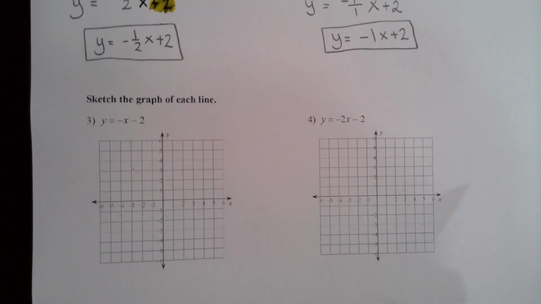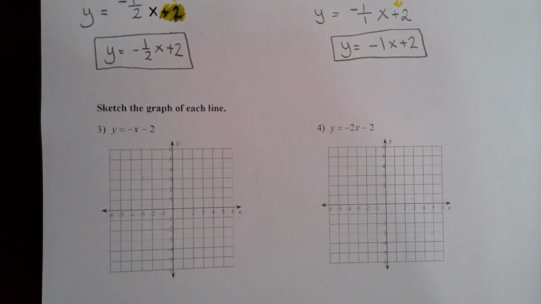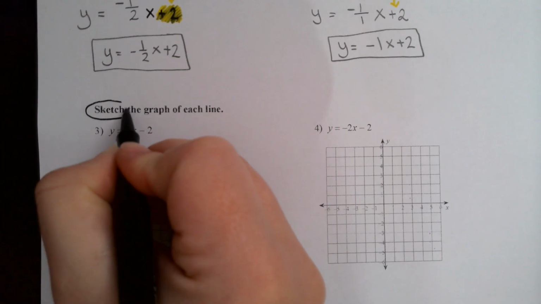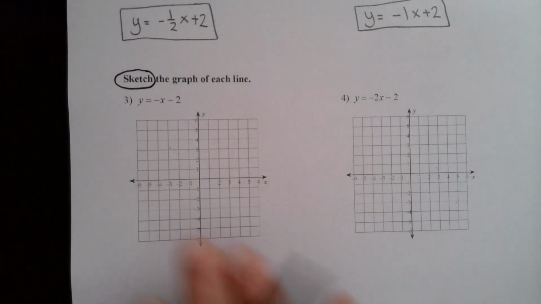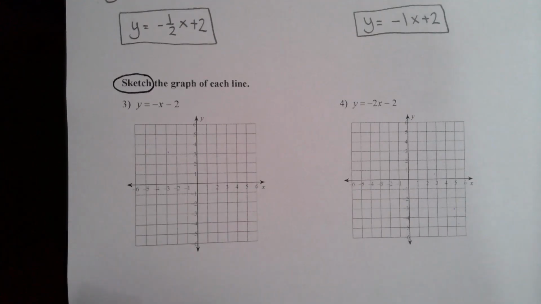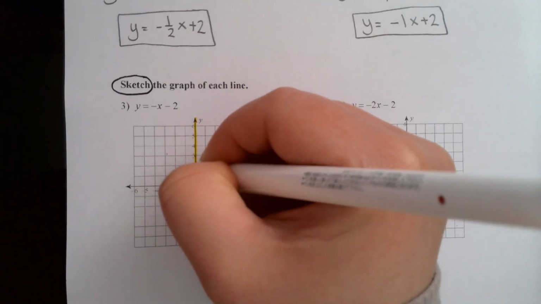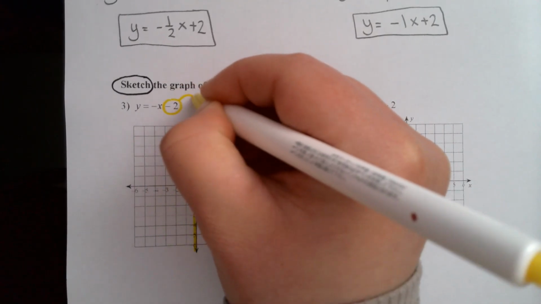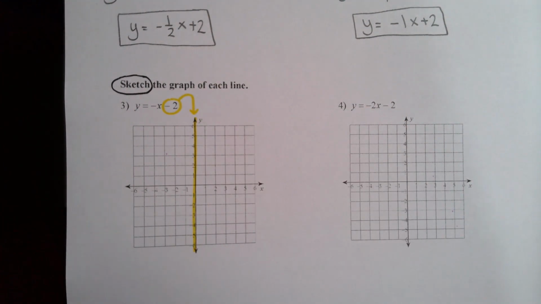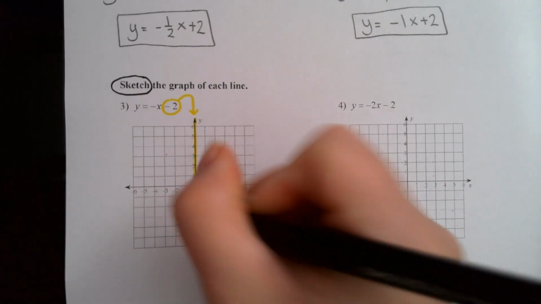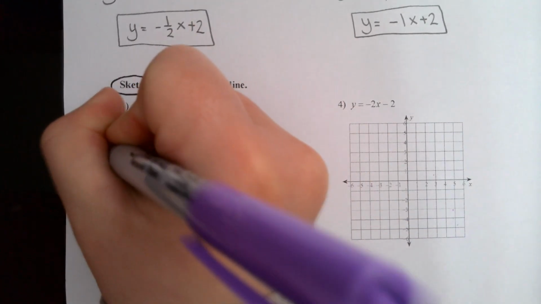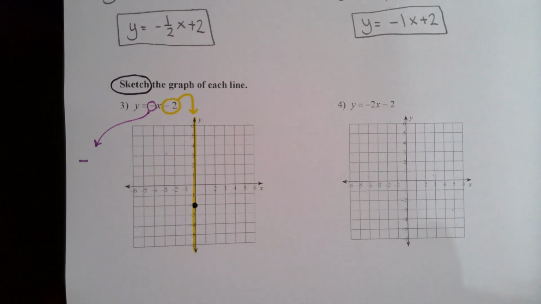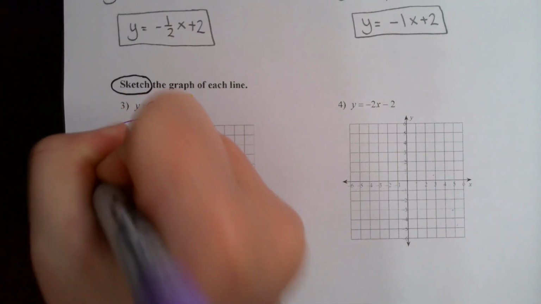Now for questions 3 and 4, it's asking us to sketch. Sketch just means draw. So we're going to be drawing out the lines. Notice that we don't have a line here. We have to create a line. Just like we did before, we're going to start on the y-axis. Here's our starting number. We're going to find negative 2 on the y-axis. We're going to identify our slope. Now, for this slope, we only see a negative, which is slightly weird. But if I have just an x, how many x's do I have? Well, I just have one x, so we're going to do 1 over 1.